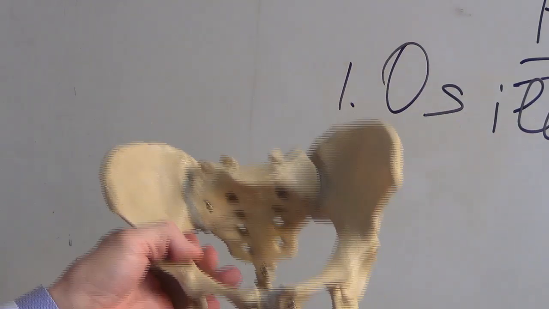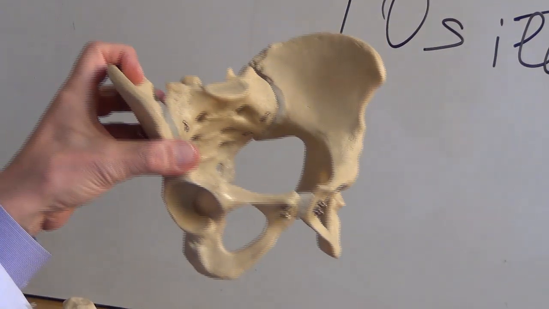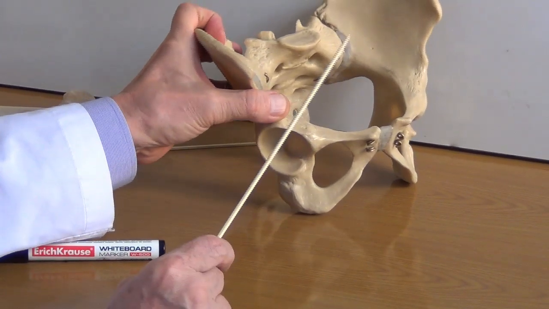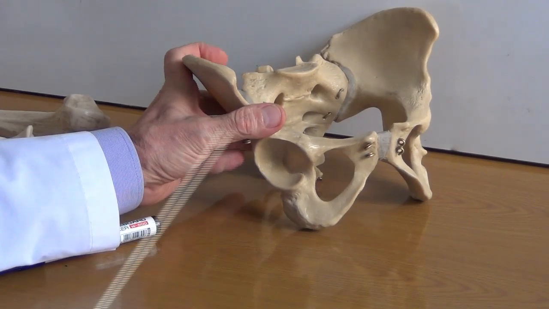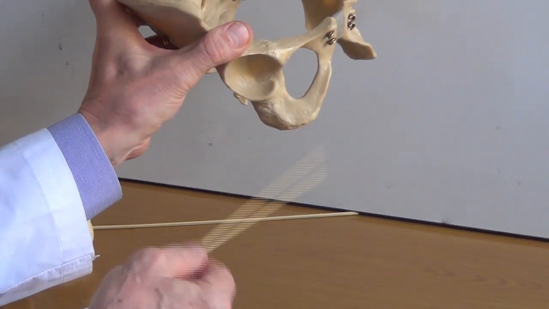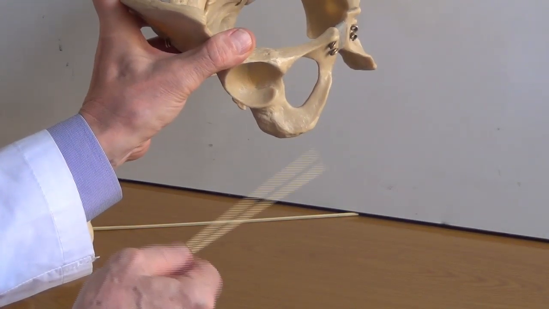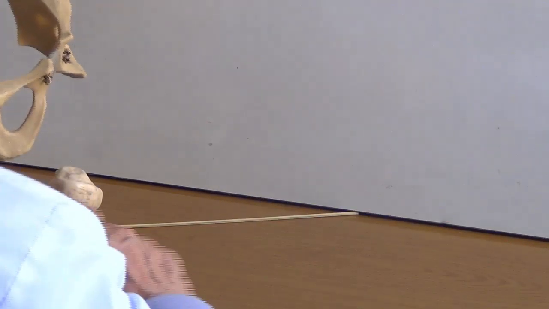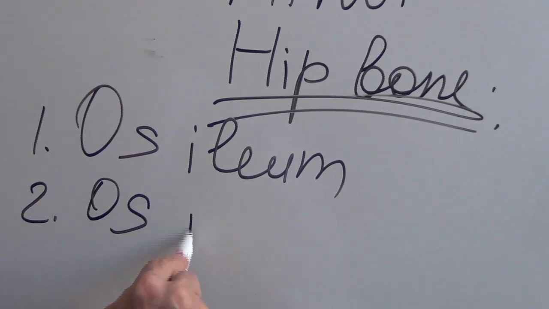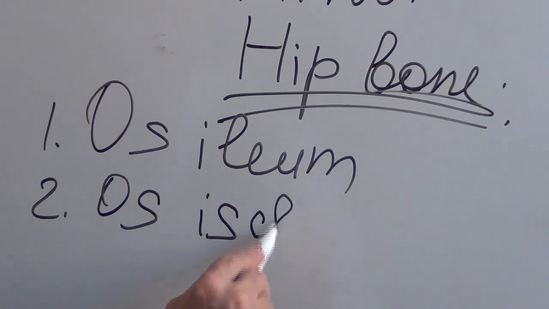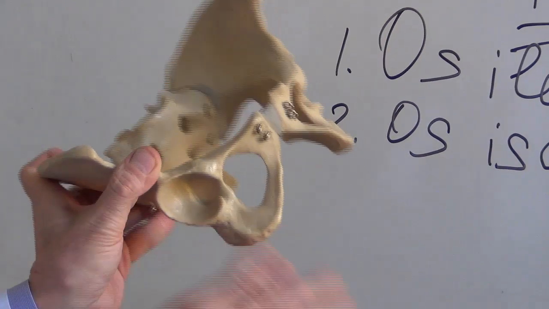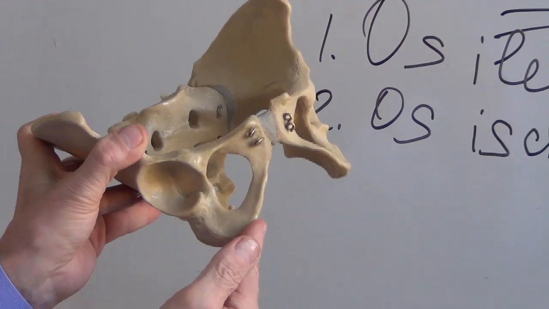Then, on what bone do we sit? I demonstrate like this, pelvis is sitting on the surface of table. So this bone is contacting with the surface. So number 2 is os ischii. This one, in which we are sitting.